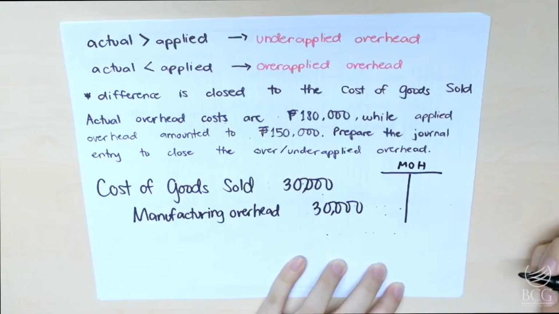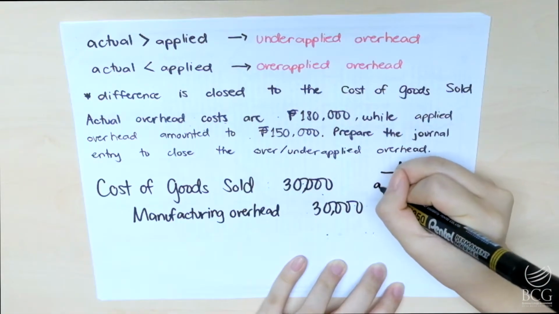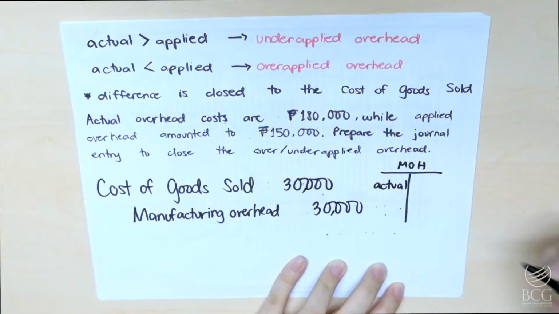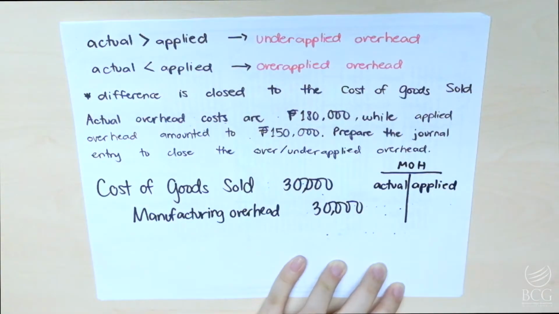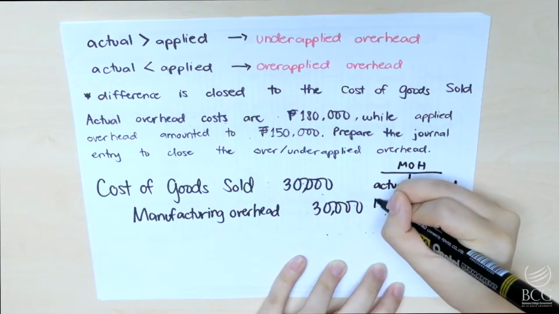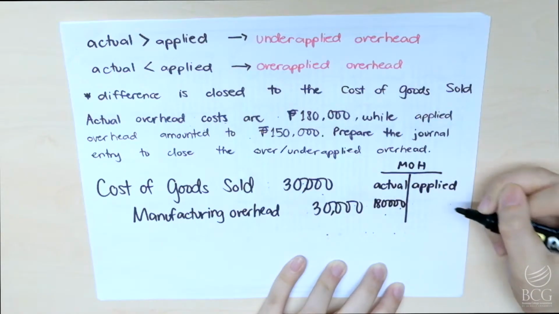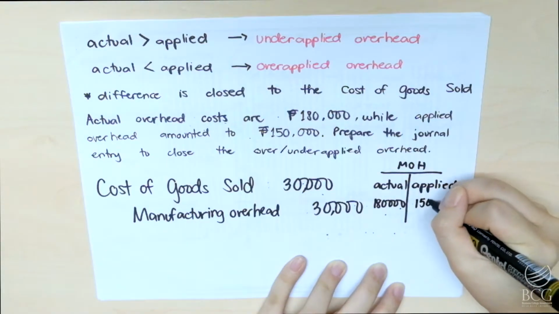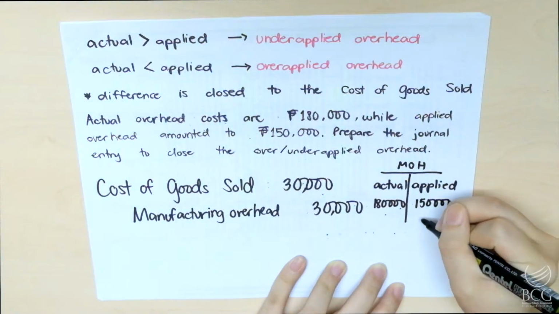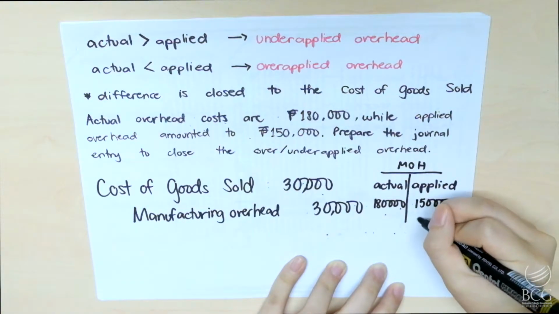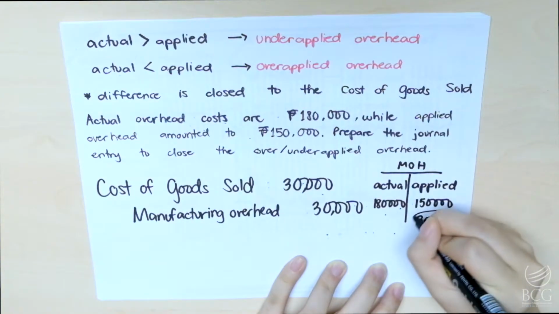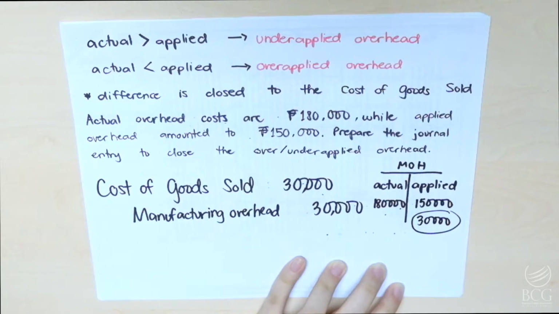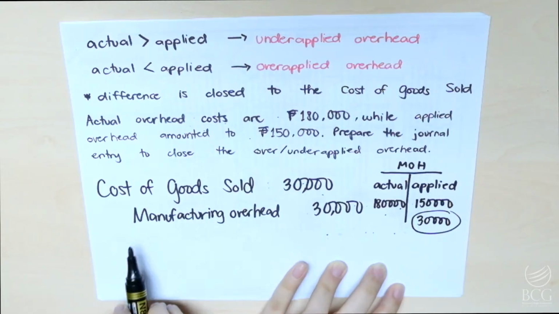So the debit side of the overhead account is the actual costs, while the credit side is the applied costs. So in our example, 180,000 will be on the left, while 150,000 will be on the right. To make this equal, we must add 30,000 pesos to the right side, which is the applied side. Hence, manufacturing overhead is credited in our journal entry.